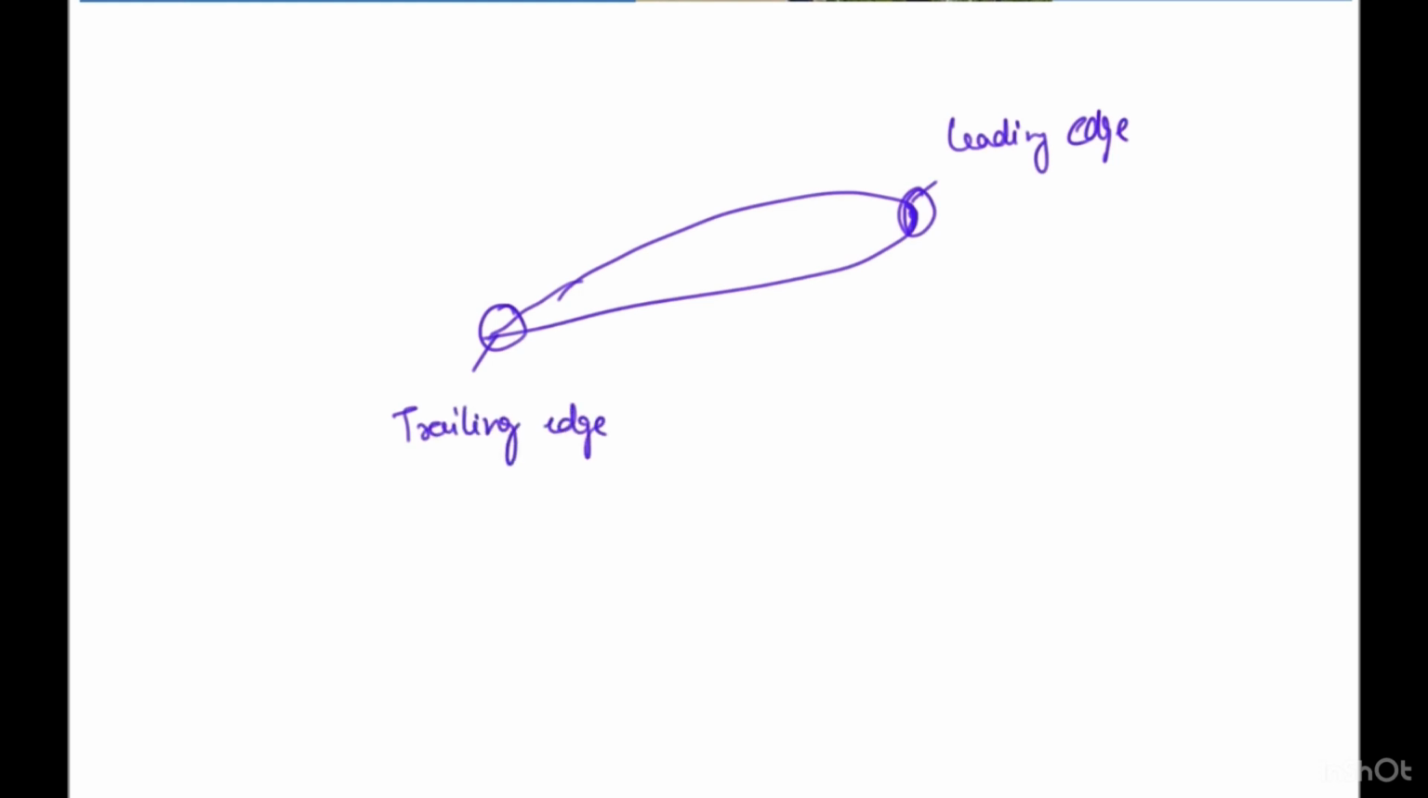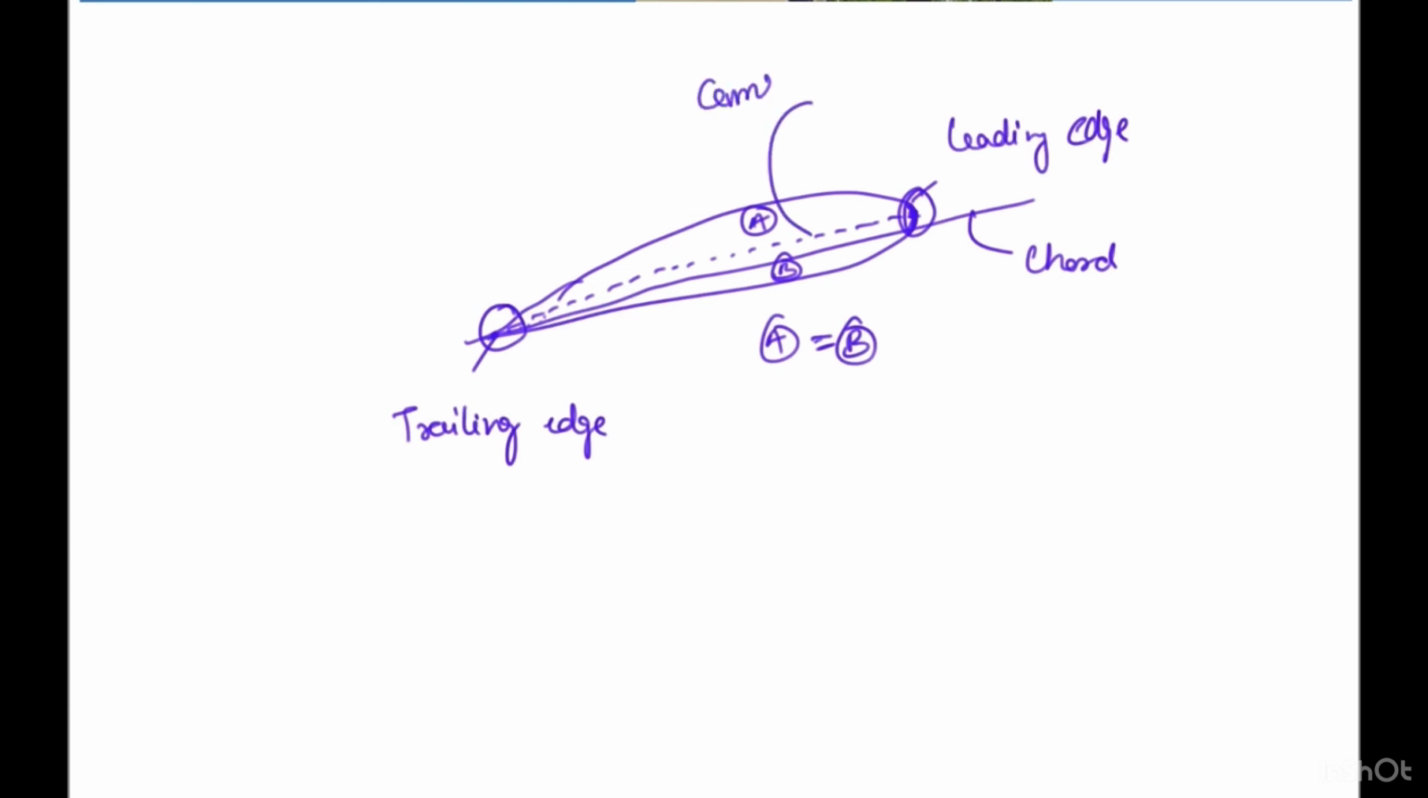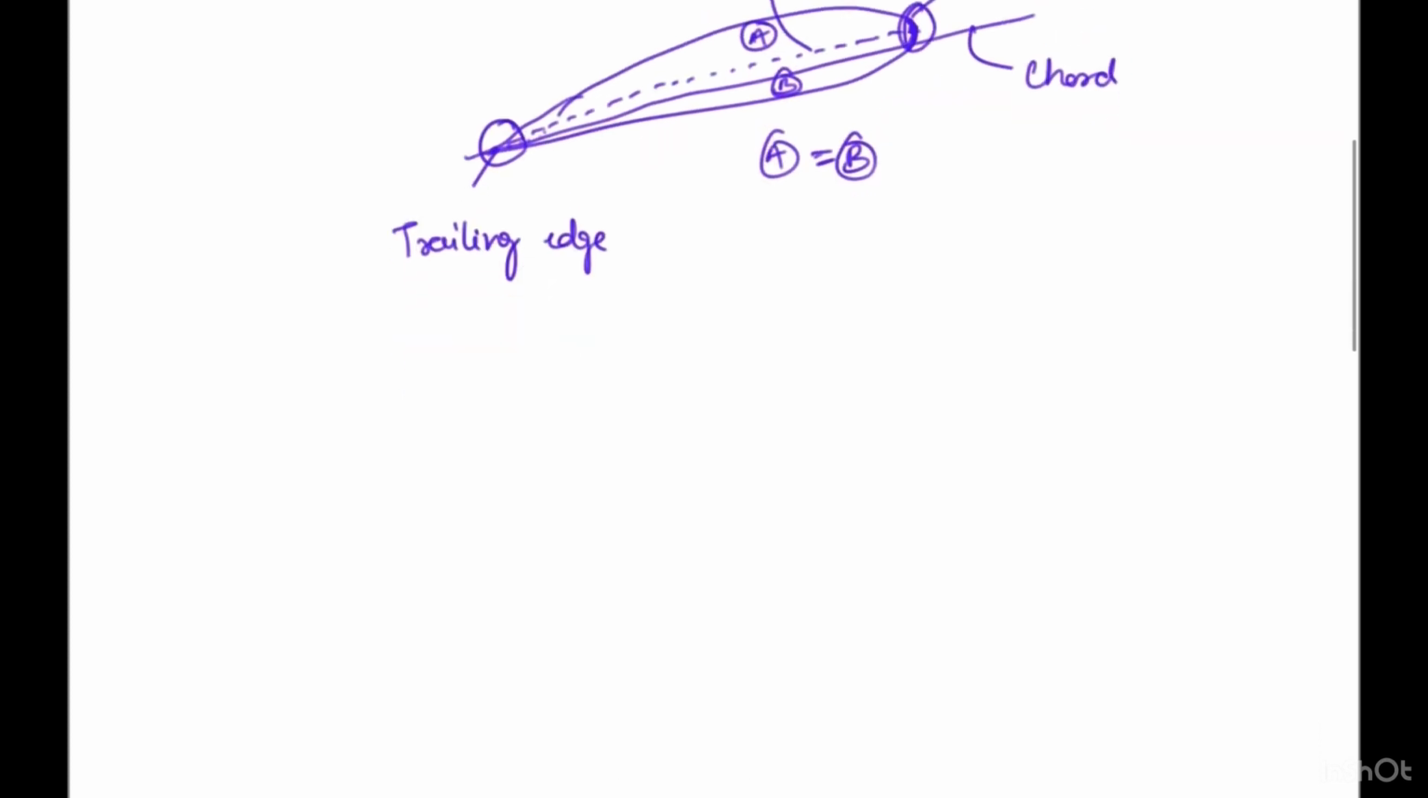A straight line which joins the trailing edge and the leading edge is known as the chord. And an imaginary line which divides the complete aerofoil structure into two equal parts, A and B, such that A is equal to B, is known as the camber line. A little more on it.